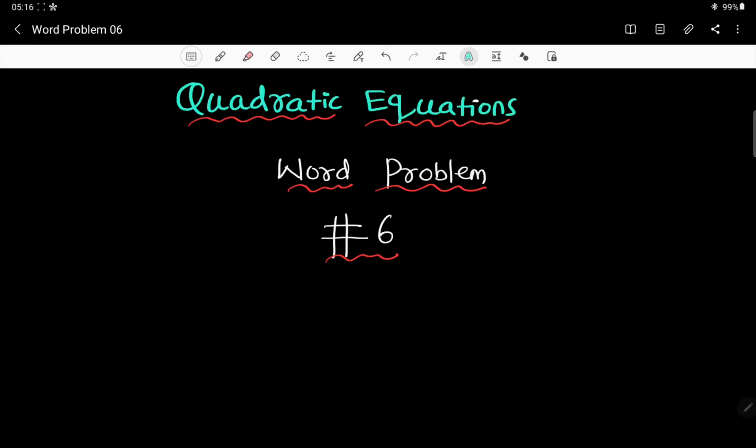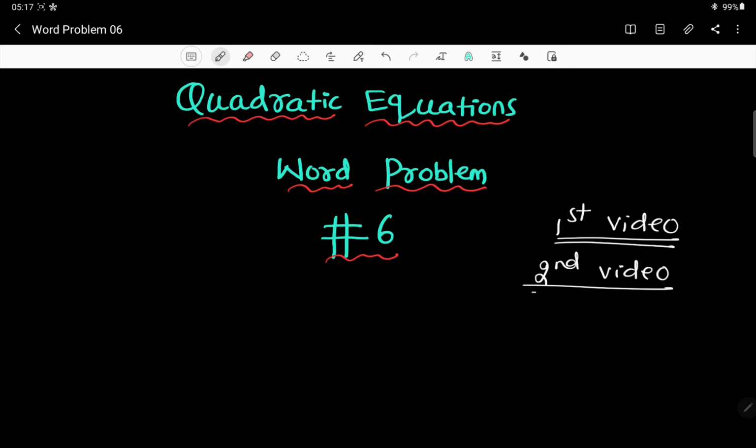From the quadratic equations, we are seeing these word problems in this series. So this is the sixth question already in this series. In this playlist, the first video is all about fundamentals. From the second video onwards, all these word problems are being discussed. So this is the effort we are making for your exams. These are the important board exam questions which are covered.